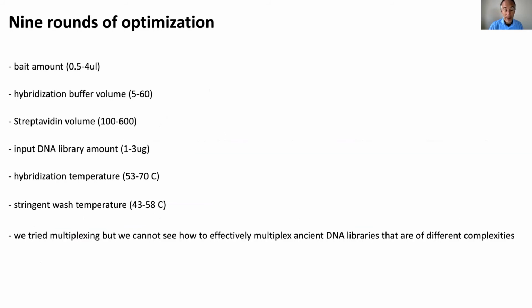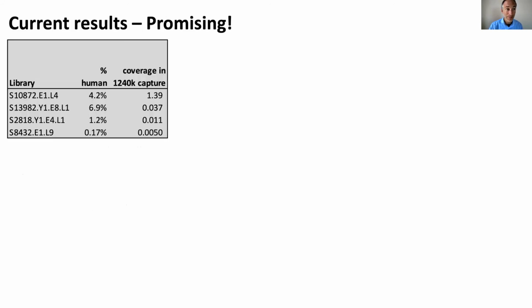We've tried multiplexing, which is what Twist recommends for its captures, but we really can't see how to effectively multiplex ancient DNA libraries when we don't know the complexities of those libraries coming into it. If you multiplex libraries of different complexities, the expectation is that it will result in differential amplification; it doesn't give enough attention to the low complexity libraries. The current results are promising, but not done yet.